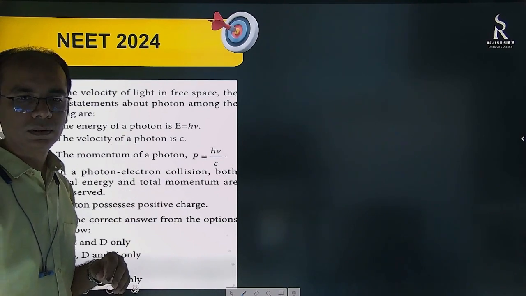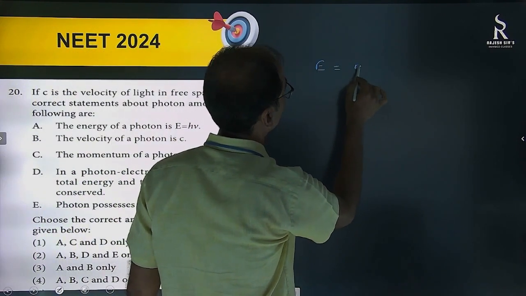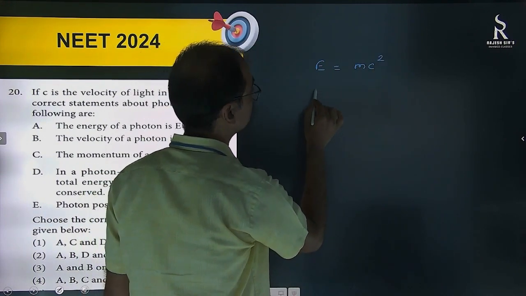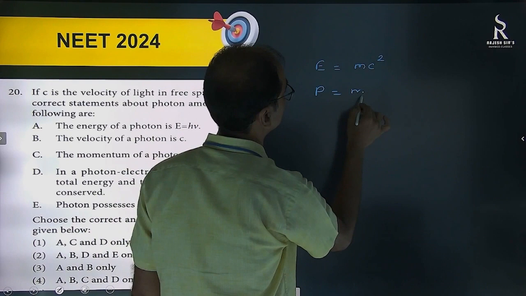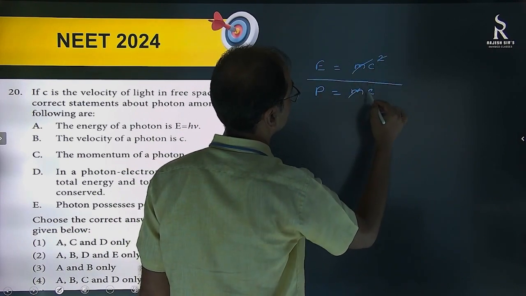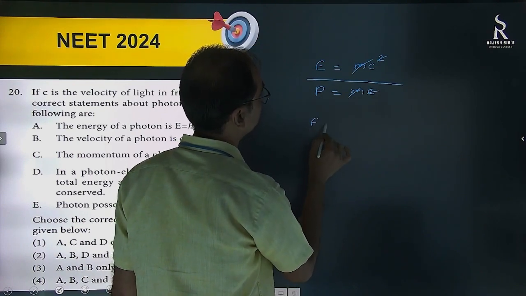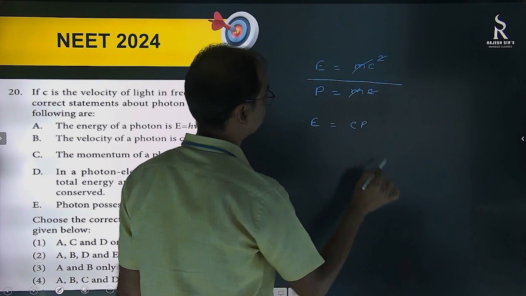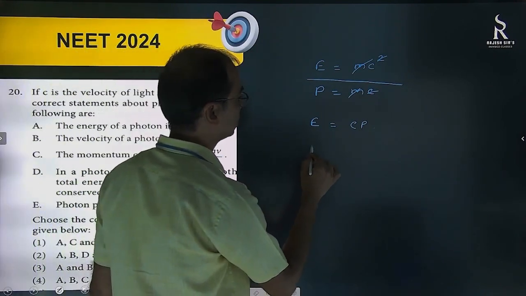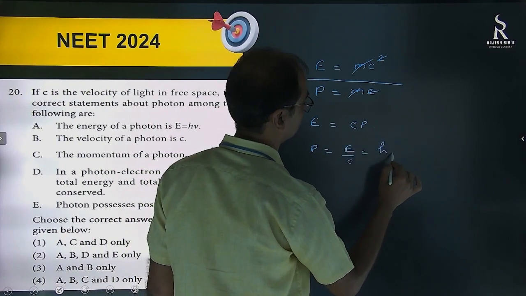The momentum of a photon P is equal to energy by c. That's also correct. How? Because we say that energy is mc square. For photon, energy is mc square and momentum is mc. So E by P is what? m cancel, c cancel. So E equal to P into c. Same thing. So P equal to E by c, and E we have written as h nu. Perfect. There's no doubt about that.